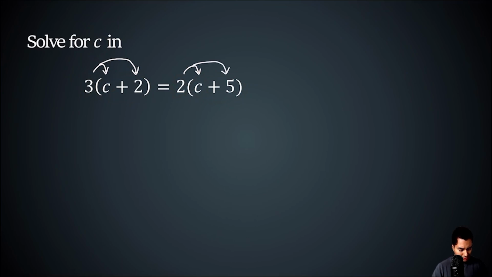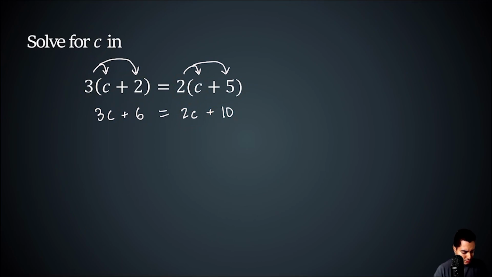So on this side we're going to take 3 times c, which is 3c, plus 3 times 2, which is 6, and then we're going to multiply this side. 2 times c is 2c, plus 2 times 5 is 10. Okay, and now we have 3c on the left hand side and 2c on the right hand side, so we need to combine like terms. So we also have to combine the constant terms here.